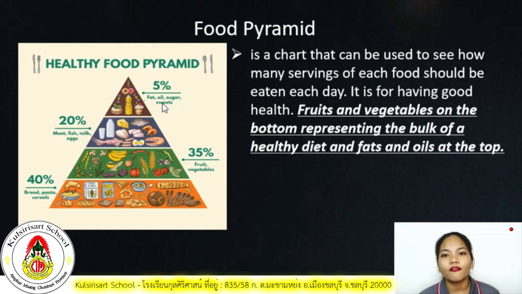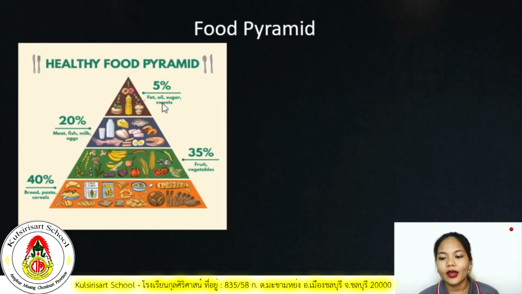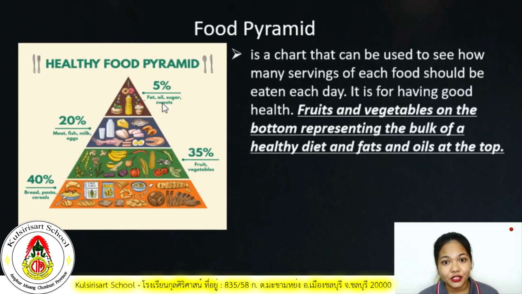So the concept of food pyramid is basically just the same as a balanced diet. Again, if we would differentiate them together, a balanced diet is the one that provides the right amount of nutrient that a person needs, whereas a food pyramid is a chart that can be used to see how many servings of each food should be eaten each day. Okay, so that is the main difference between a balanced diet and a food pyramid.